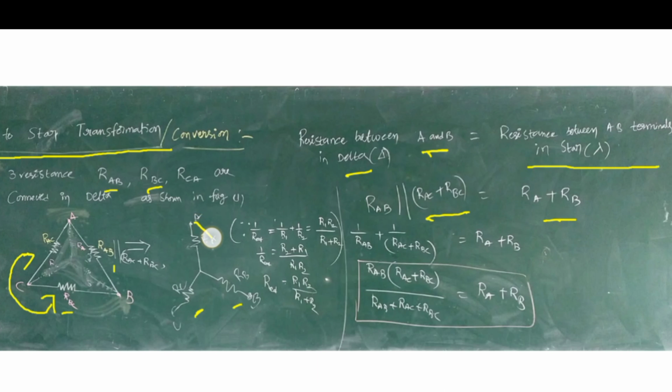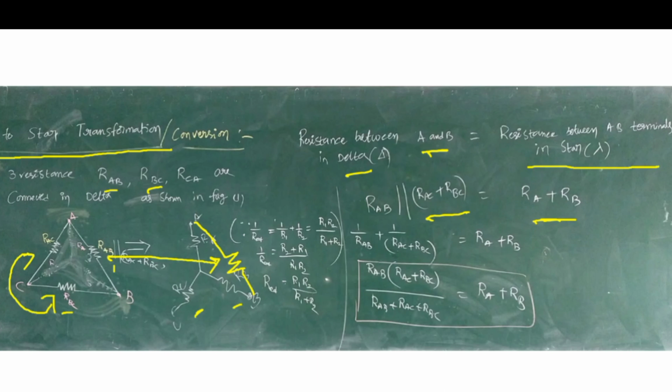The terminals between this is RAB. Across this arm we have the star resistances RA and RB. That is, RA plus RB equals RAB in parallel with RAC plus RBC.